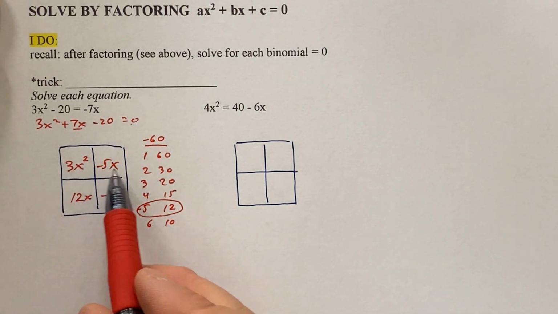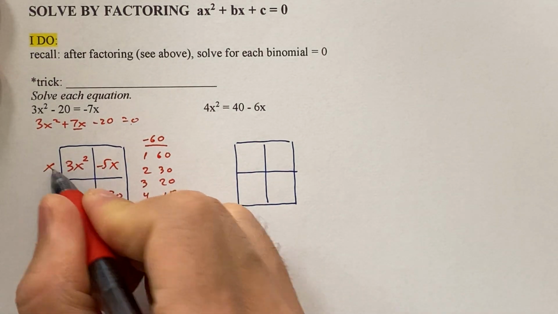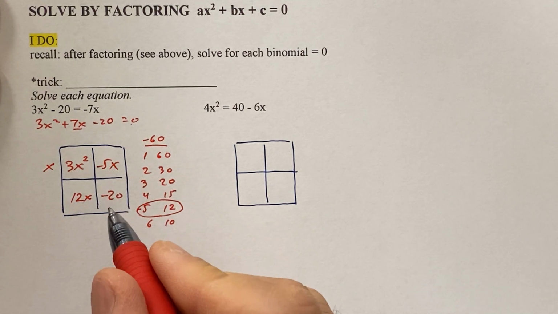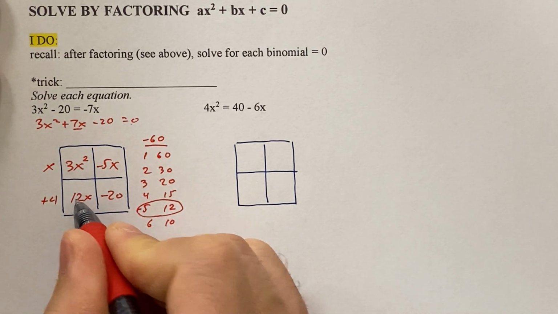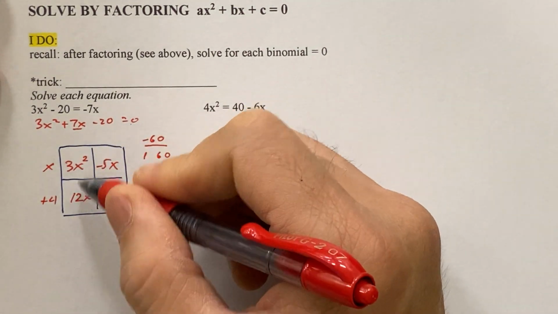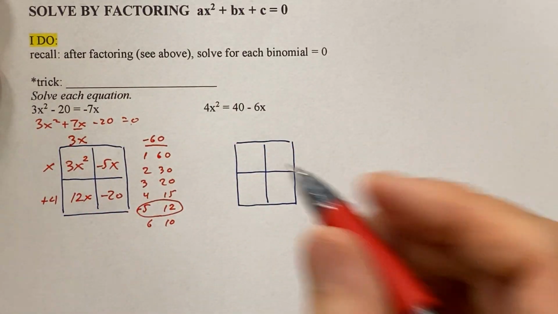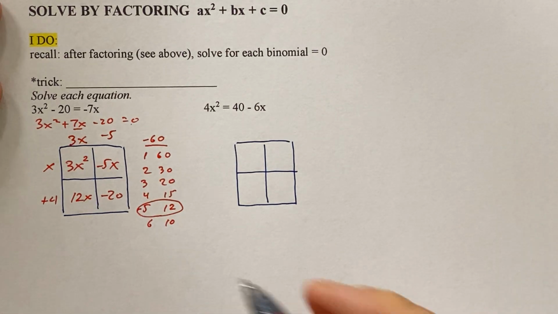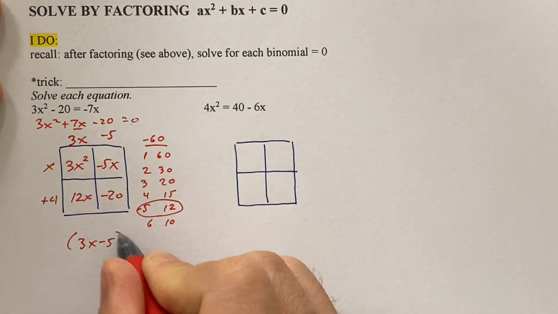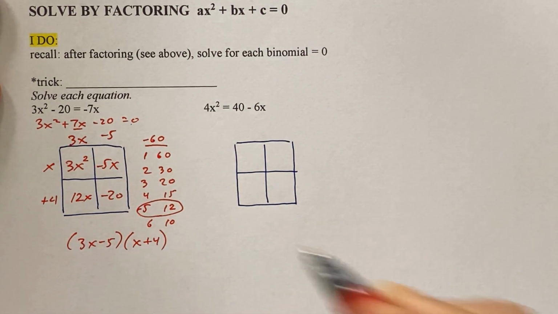All right, so I would find the GCF of these two, and that's x. Biggest thing that goes into 12x and negative 20 is a positive 4 because this is a positive. GCF these two, and that's a 3x. Biggest thing that goes into these two, and that would be a negative 5. So if this was factoring, I have 3x minus 5 and x plus 4, and I'm done, okay?